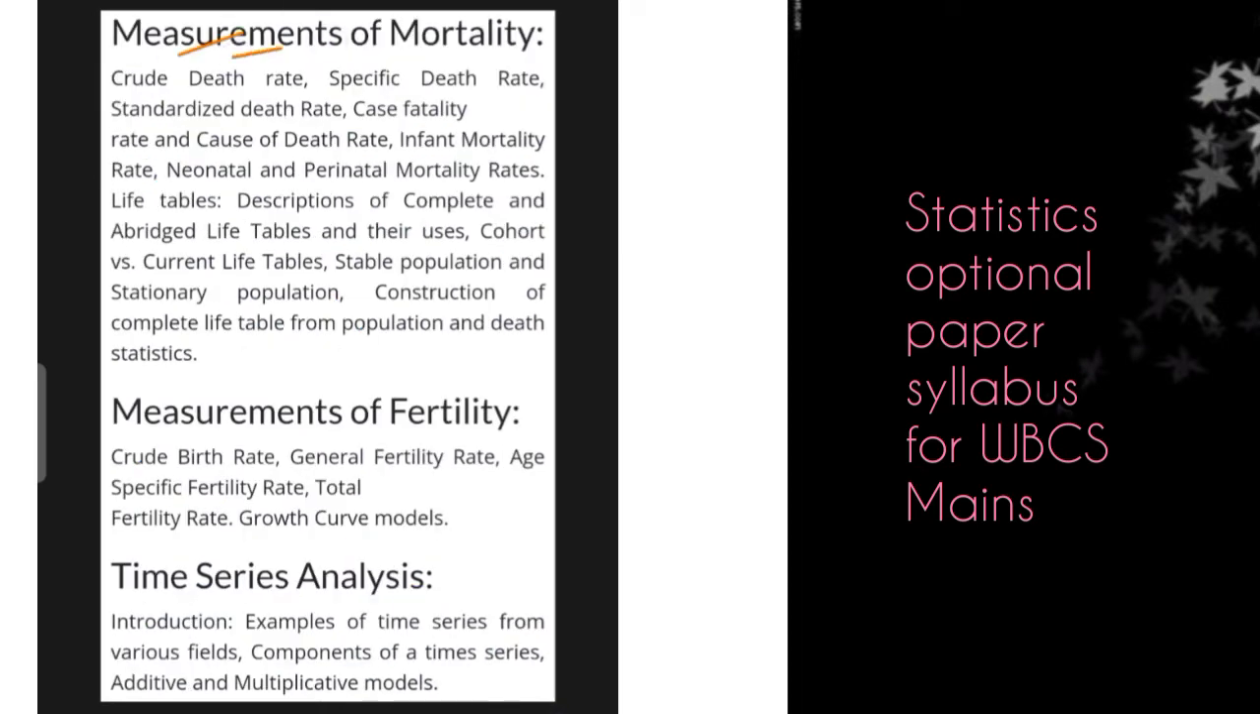The next section deals with measurements of mortality: crude death rate, specific death rate, standardized death rate, case fatality rate, and cause of death rate, infant mortality rate, neonatal and perinatal mortality rates, life tables, then descriptions of complete and abridged life tables and their uses, cohort versus current life tables, stable population and stationary population, then construction of complete life table from population and death statistics.